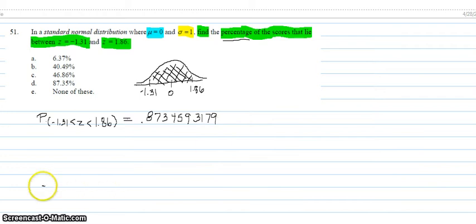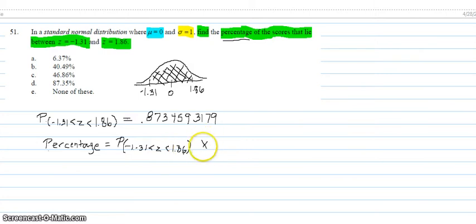because we want the percentage. So to find out a percentage, we're going to have to multiply by 100. So the percentage equals our P, which is our negative 1.31 less than Z, less than 1.86, times 100.